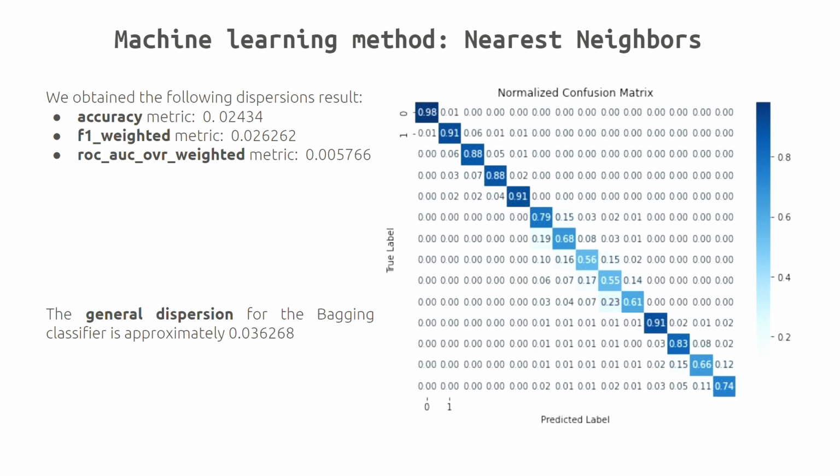Now let's look at the result of the nearest neighbors machine learning method. We obtained the following dispersion result, which you can see on the slide. We additionally formed a normalized confusion matrix. From this matrix, we again got a similar result as with the previous matrix. We got slightly worse accuracy for the movements of two fingers.